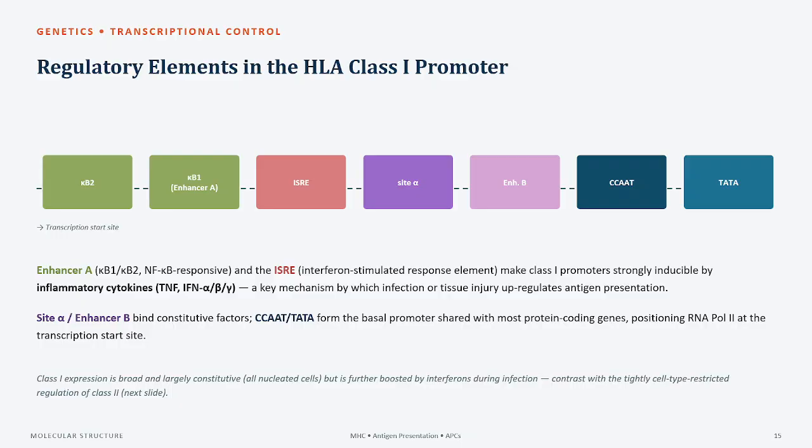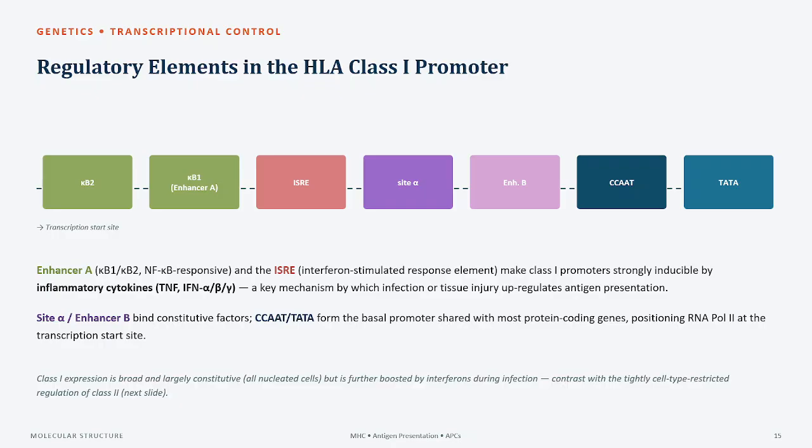Then you have the site alpha enhancer B. So these sites bind constitutive transcription factors. Together with the TATA box and the CCAAT boxes, they form the basal promoter shared with most protein coding genes. And their main job is to position the RNA Pol 2 at the transcription start site to begin baseline mRNA synthesis.